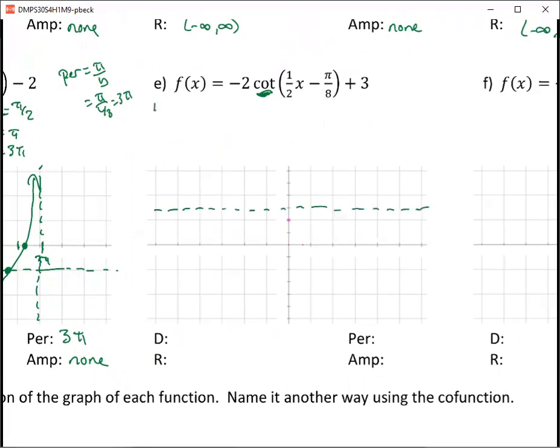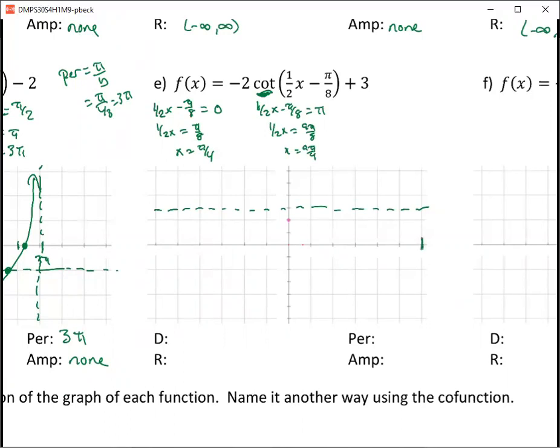Second thing, we set what's inside. Because this is cotangent, and cotangent does typically go from 0 to pi, we set what's inside equal to 0. We set what's inside equal to pi. So we have 1/2 x will equal pi over 8. So x equals pi over 4. So our beginning is pi over 4. We have 1/2 x equals 9 pi over 8. So x equals 9 pi over 4. So we have to go from pi over 4 to 9 pi over 4.